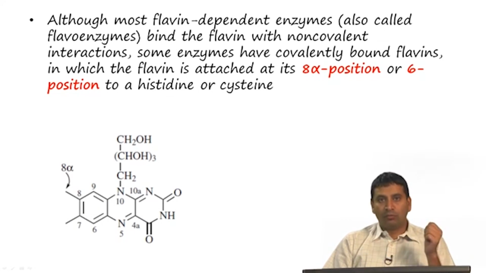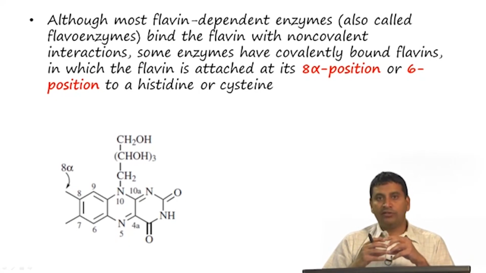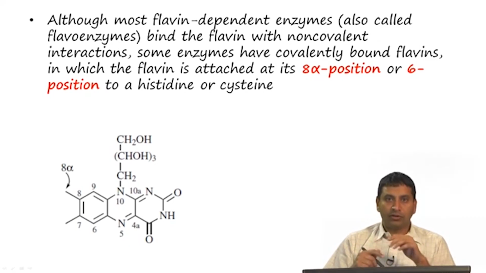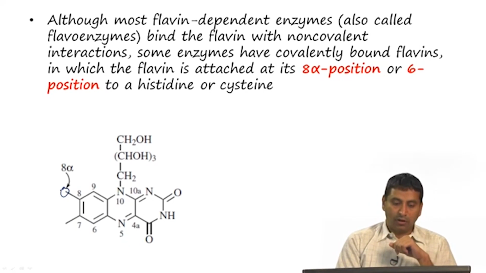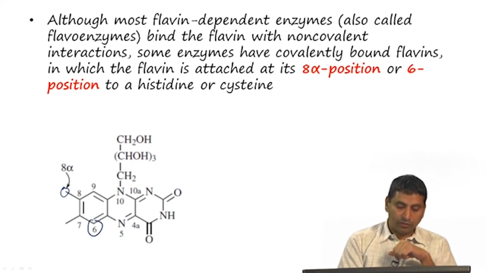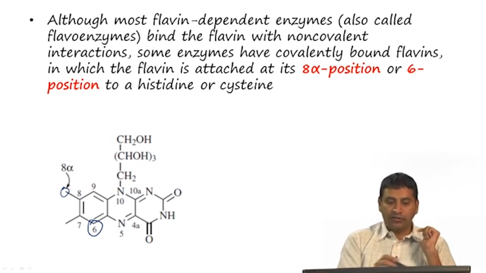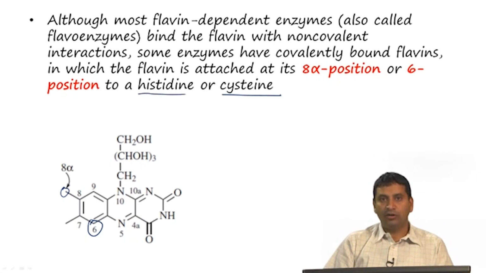Now, although most flavine dependent enzymes bind the flavine in a non-covalent manner, some of the enzymes actually bind to it in a covalent way, right. So, this covalent bond happens at this 8 alpha position or at the 6 position. Okay. So, we will not go into too many details, but we will look at one example later where this kind of a bond occurs. And the residue that binds to this is either a histidine or a cysteine.